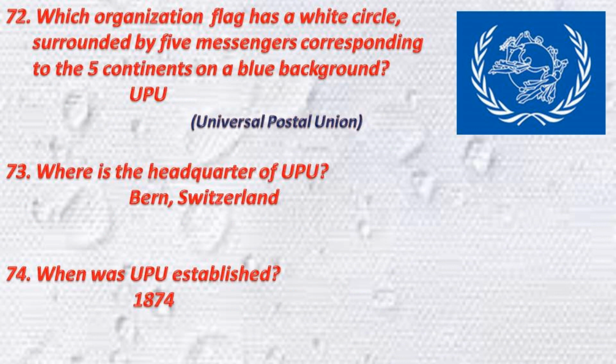72. Which organization flag has a white circle, surrounded by 5 messengers corresponding to the 5 continents on a blue background? UPU, Universal Postal Union. 73. Where is the headquarter of UPU? Bern, Switzerland. 74. When was UPU established? 1874.